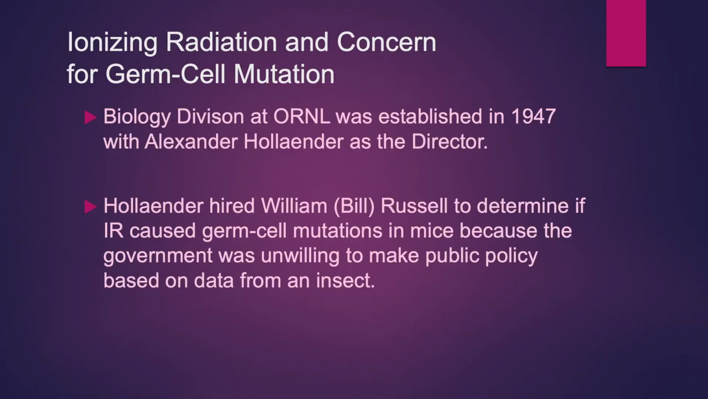So the Atomic Energy Commission and the War Department decided they really needed to spend big money, and that's when they established the biology division at the Oak Ridge National Lab. And who were they going to get to run it? Of course, Alex Hollaender. And who was Alex going to get to solve this most difficult problem? None other than Bill Russell. And Bill, of course, was also one of the founding members of our society.